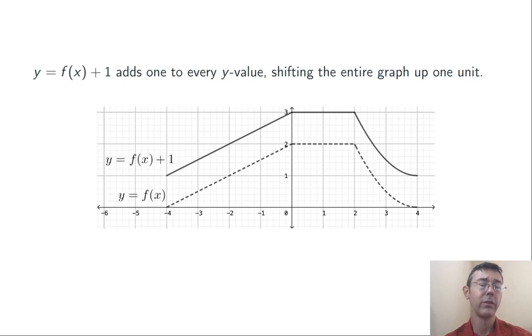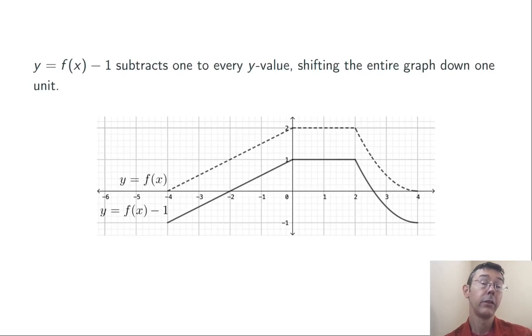If you add 1 to the function, you're shifting the graph up by 1 unit, as pictured here. Here, the dotted graph is representing the original function, and the solid graph is representing the shifted function. That's going to be the case in the next few slides as well. Similarly, subtracting 1 from the function is going to shift the entire graph down by 1 unit.